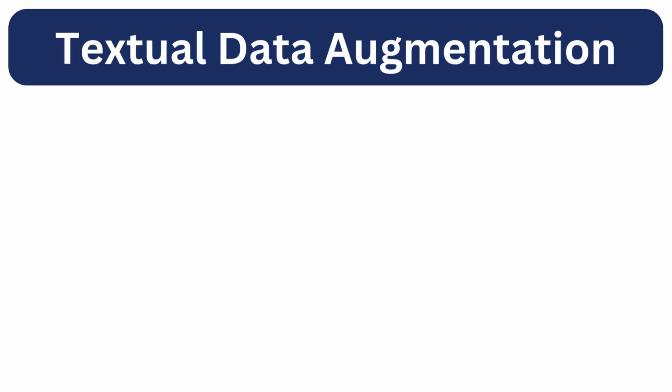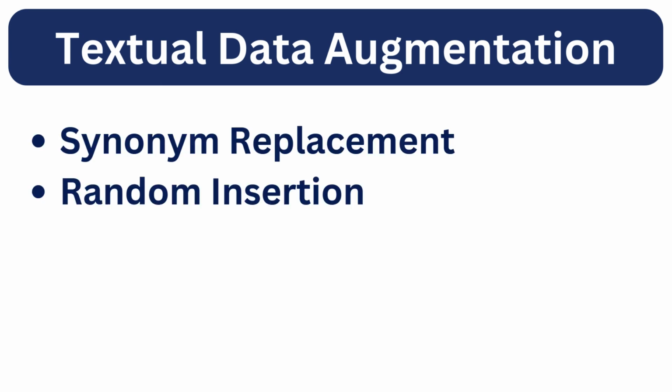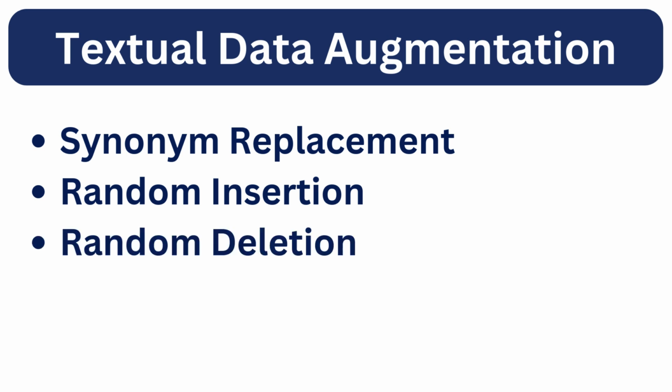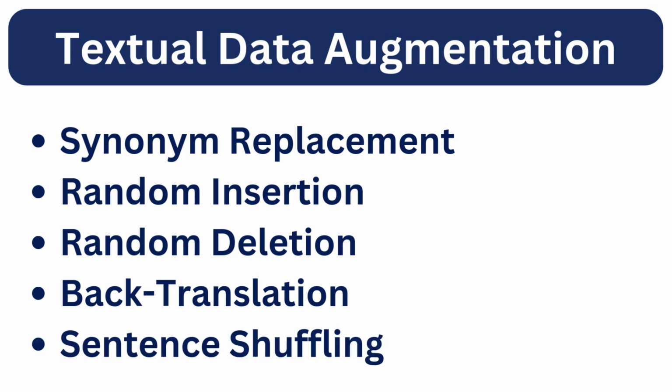Let's discuss textual data augmentation techniques. It includes replacing words with their synonyms, inserting random words into the sentences, removing random words from the sentences, translating the text to another language and then translating it back to the original language, and rearranging the order of the sentences in a document.